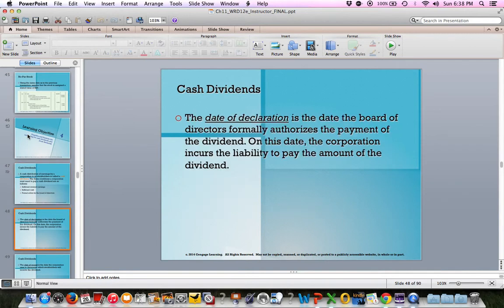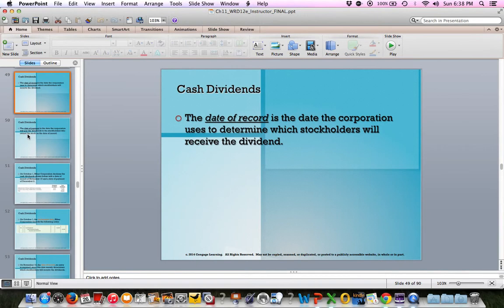The date of declaration is the date of the board of directors formally authorizing the payment. On this date, the corporation incurs a liability to pay the amount of the dividend. So basically, the date of declaration requires a journal entry to be made, and we'll look at what that entry is in a bit.